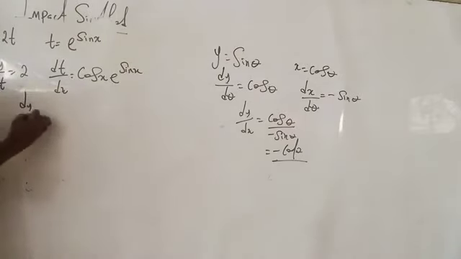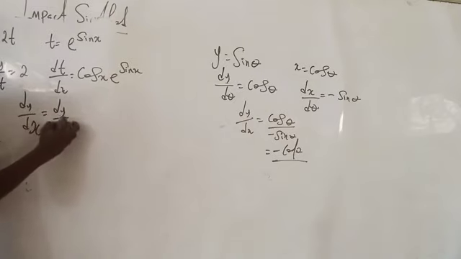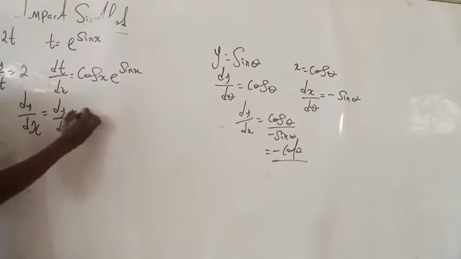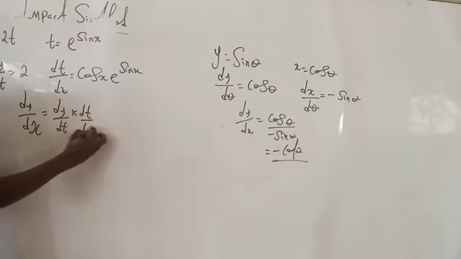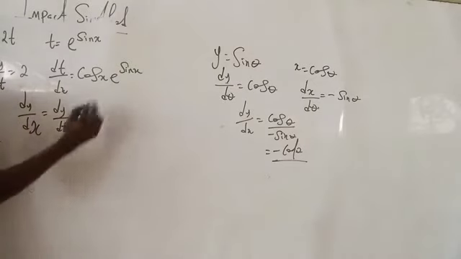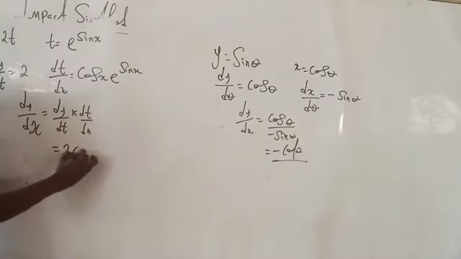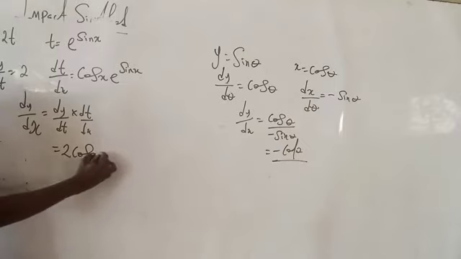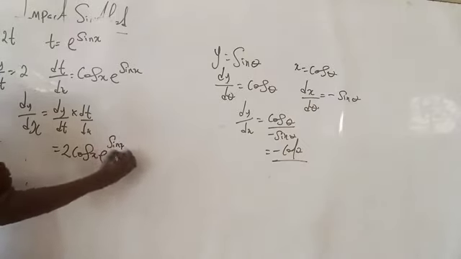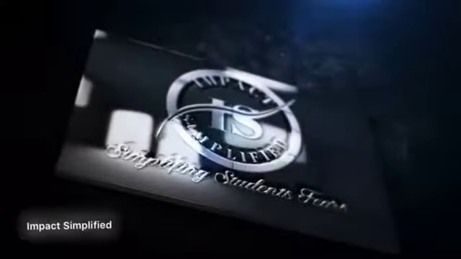And how can you mix them together to have dy/dx? So mixing them together, we have dy/dt times dt/dx. You cannot divide, you can only multiply. So if you multiply, we have 2 cos x exponential sine x. Simplified.